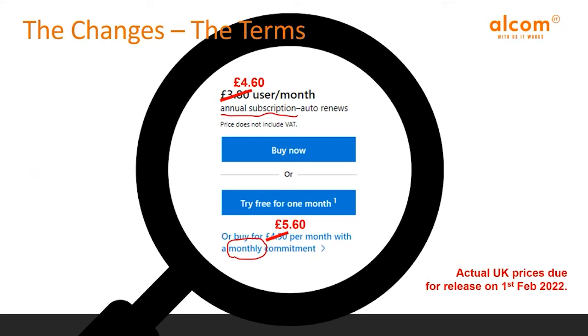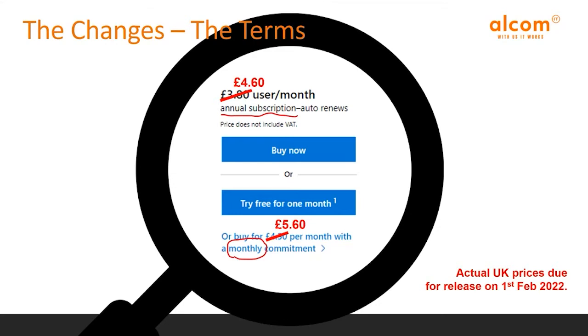So for those people that are used to a monthly subscription, this is almost like a double increase. There's a base increase of £3.80 to £4.60. That's not so bad. And then if we want the monthly commitment, then we're going to have to pay another effectively 20% increase. So now £5.60 instead. Okay.